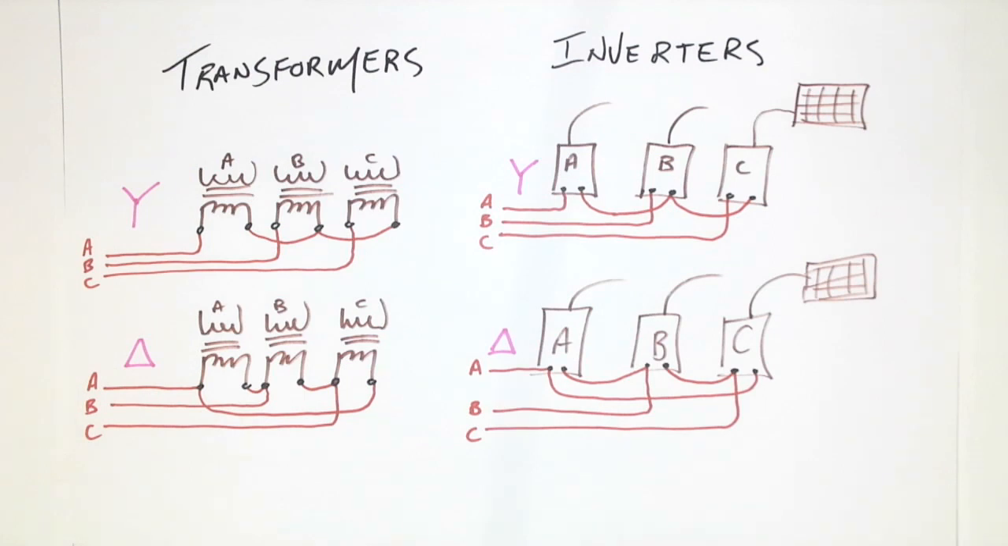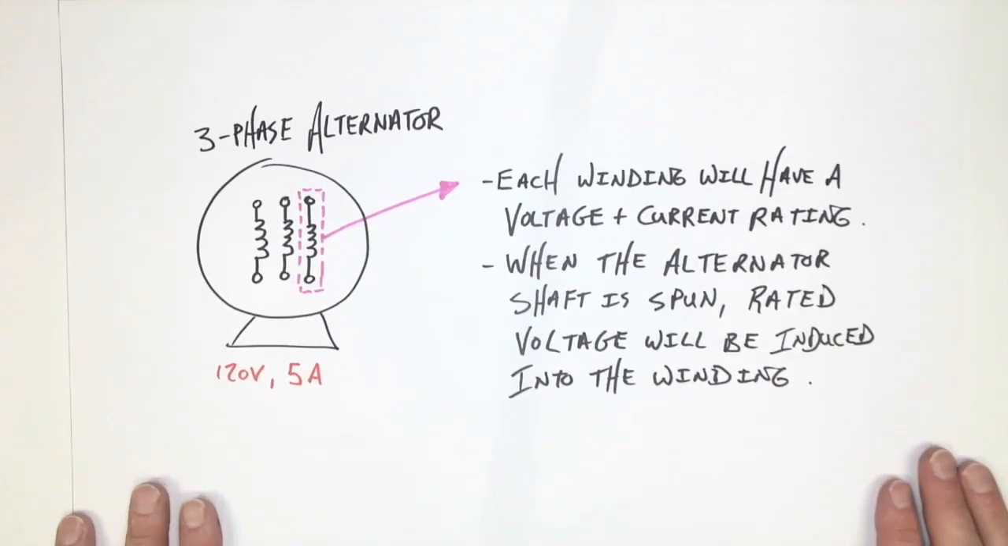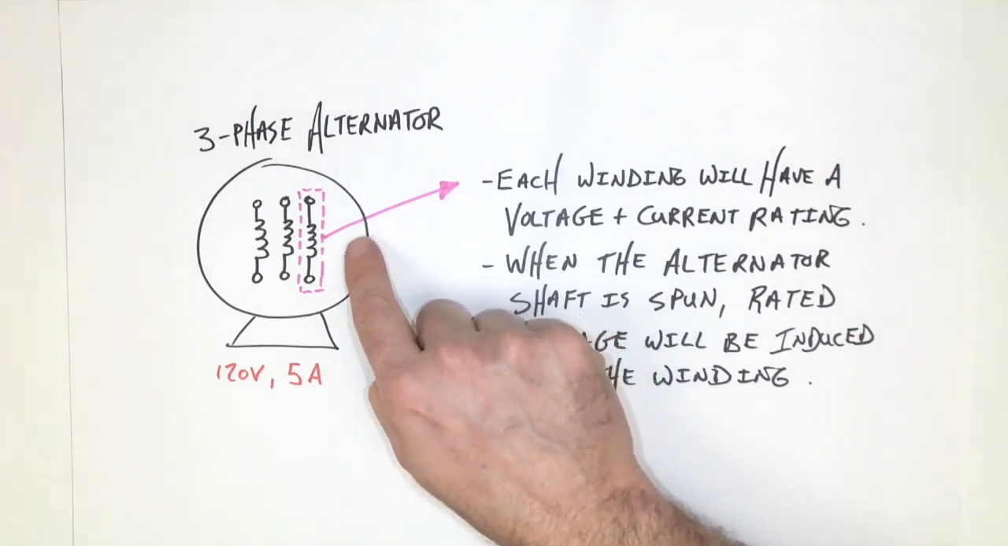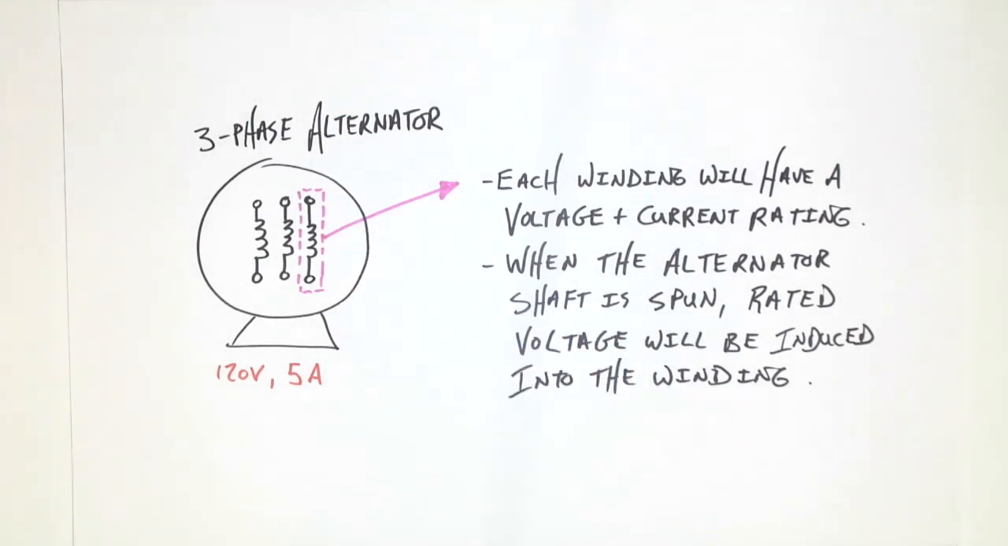Now, for this presentation, we're going to focus our efforts more on the more common application, which is the alternator. An alternator is one that has the individual three windings inside it, and when it's spun, will develop voltage on each of those independent windings. Now, often these windings are brought out to the junction box on the side of the alternator so that we have access to both ends of the winding. And that then allows us to connect them in either Y or delta.